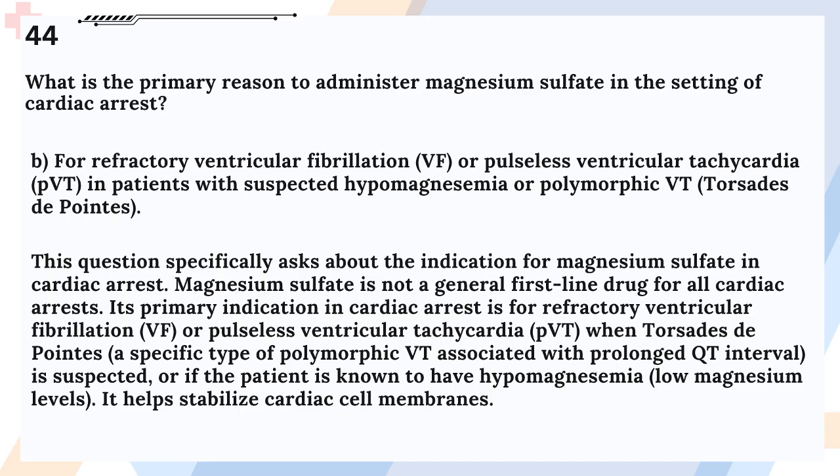pointes, a specific type of polymorphic VT associated with prolonged QT interval, is suspected, or if the patient is known to have hypomagnesemia, low magnesium levels. It helps stabilize cardiac cell membranes.